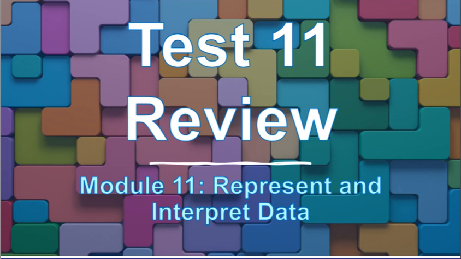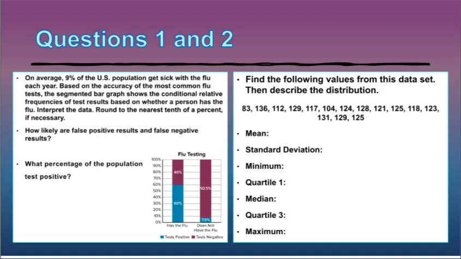Test 11 review covering Module 11, represent and interpret data. Questions 1 and 2. On average, 9% of the U.S. population gets sick with the flu each year. Based on the accuracy of the most common flu test, the segmented bar graphs show the conditional relative frequencies of test results based on whether a person has the flu. Interpret the data, round to the nearest tenth of a percent if necessary.